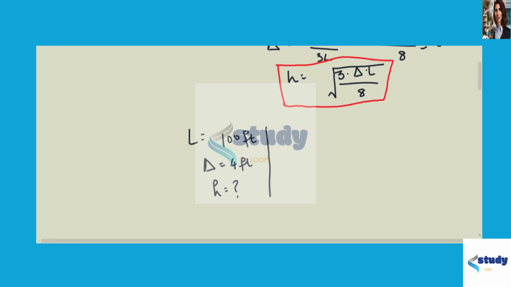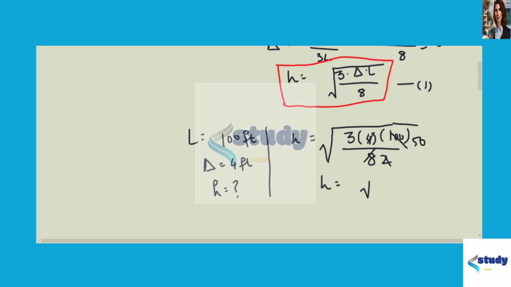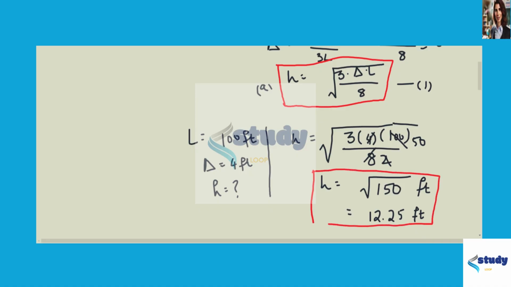Okay, let's now put everything in this equation 1 that we have derived. h is equal to under root of 3 times delta, which is given as 4 feet, times L, which is given as 100 feet, divided by 8. 4 over 2, 2, 50, and this h becomes equal to under root of 150, and because everything is in feet, this is also in feet, and this is equal to around 12.25 feet. So this was the solution of part A, and this is our solution of part B.